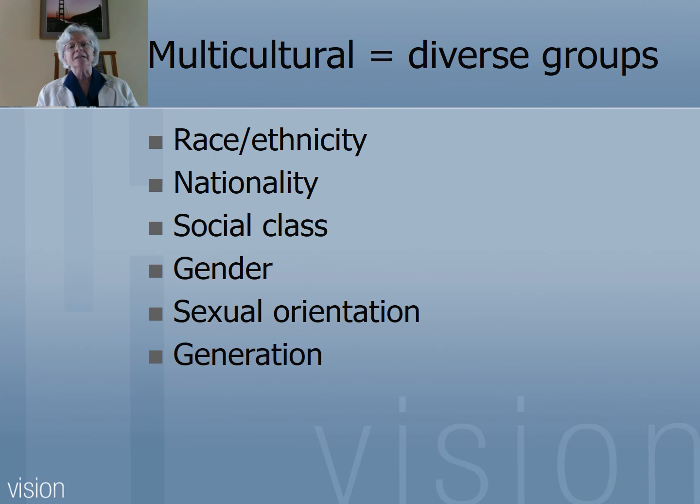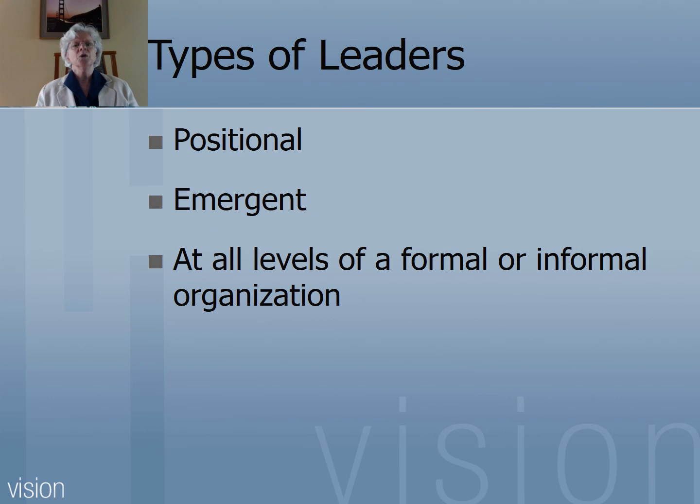And for this course on leaders in multicultural organizations, we'll consider diversity in several ways: with race, ethnicity, nationality, social class, gender, sexual orientation, and generation. We'll also consider several types of leaders, including positional leaders with formal organizational roles, as well as emergent leaders who may exert influence even though they don't have a formal role. We'll also consider that individuals at any level in an organizational hierarchy can be leaders, not just those at the top.